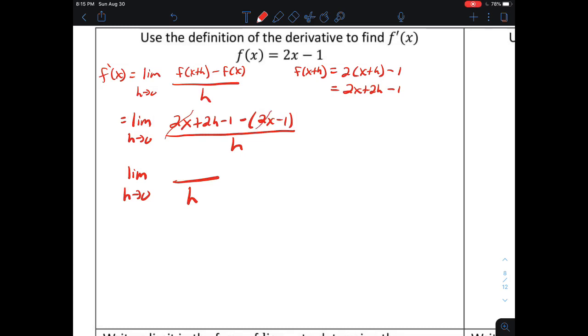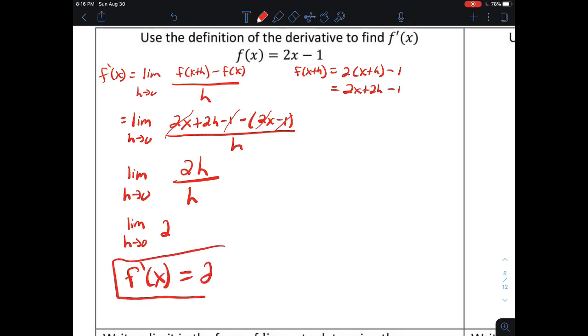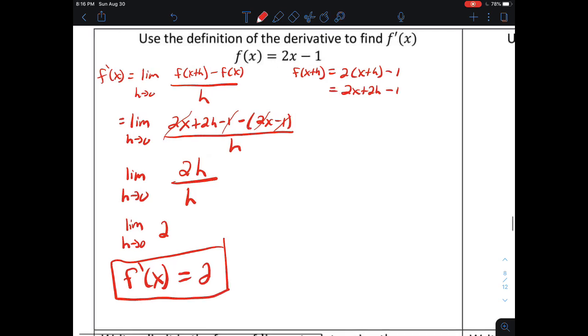And so the 2x's will cancel, the 1's will cancel, and I'm left with 2h over h. And we have the limit as h approaches 0 of 2, which is just going to give me 2. So the derivative function for this is just 2. So no matter what the x value is, we get 2. That should make sense because we have a linear equation which has constant rate of change.